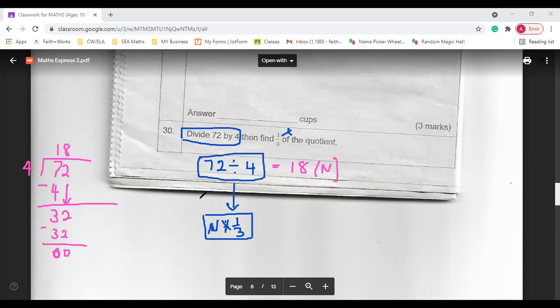Right, so this is now what we would consider the n. So n multiplied by a third, 18 over 1 by a third, right? 3 into 3, 1. 3 into 18, 6. Right, so our final answer is 6. The quotient is what you call the answer when you divide. Right, so that's the quotient.